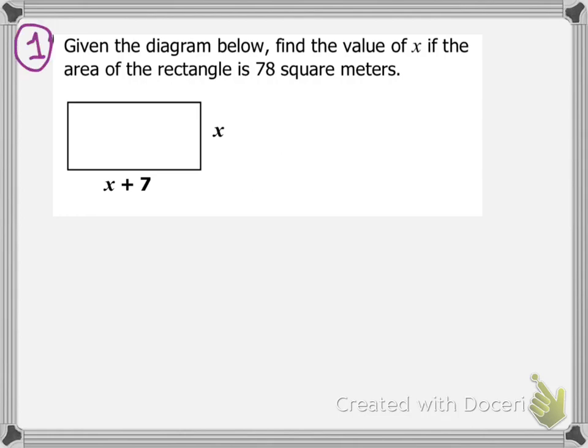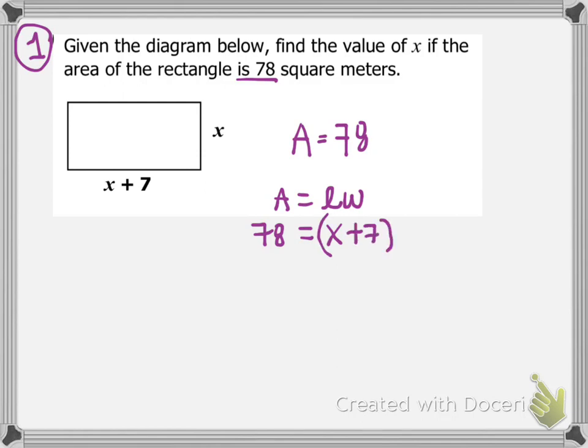Alright, so given the diagram below, find the value of x if the area of the rectangle is 78 square meters. So my area is going to be equal to 78. So I know my length is going to be x plus 7. My width is going to be x. Okay, so your area is going to be equal to your length times your width. So this is going to be 78 is equal to x plus 7 times x. So 78 is going to be equal to x squared plus 7x.